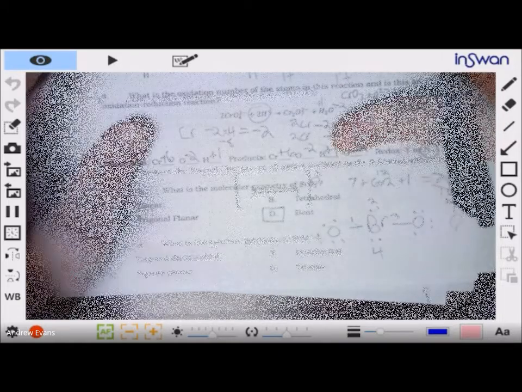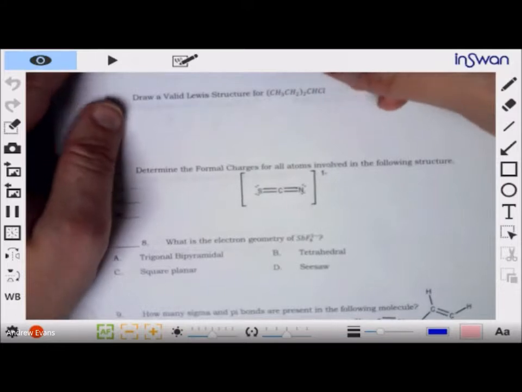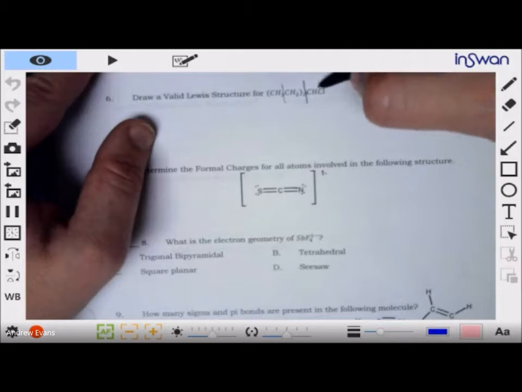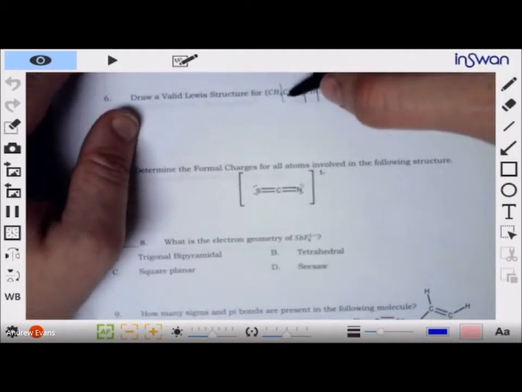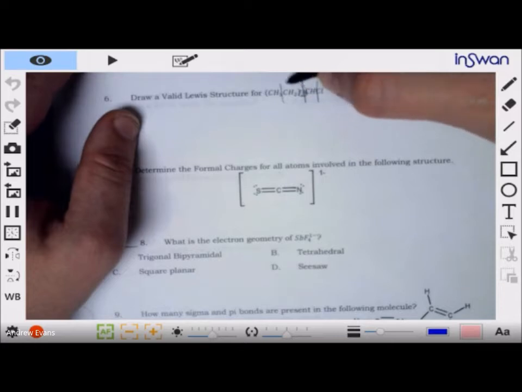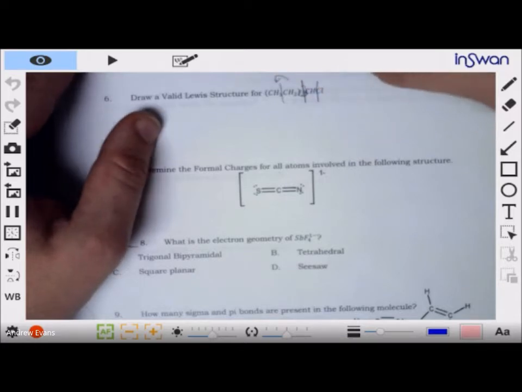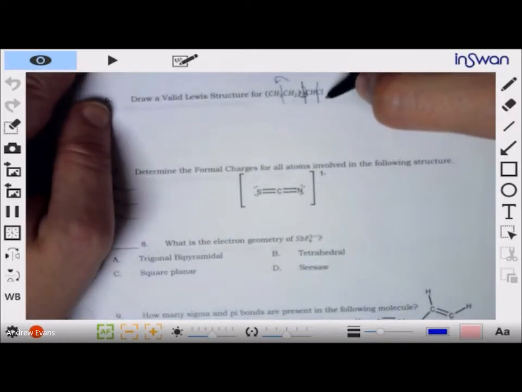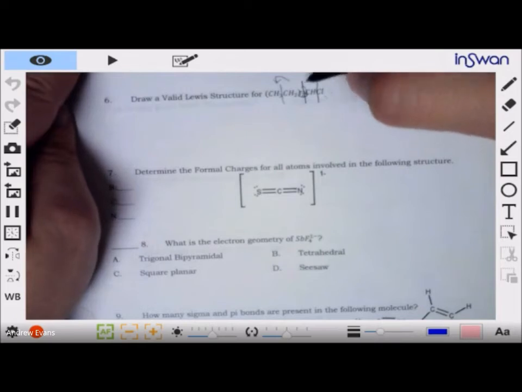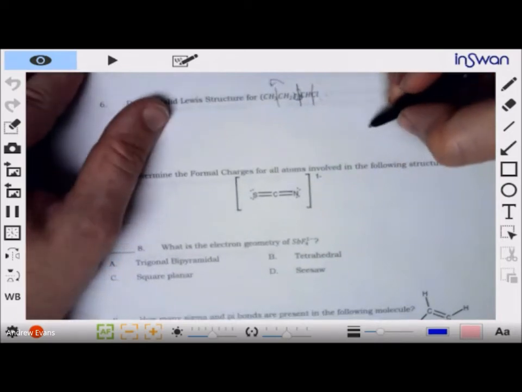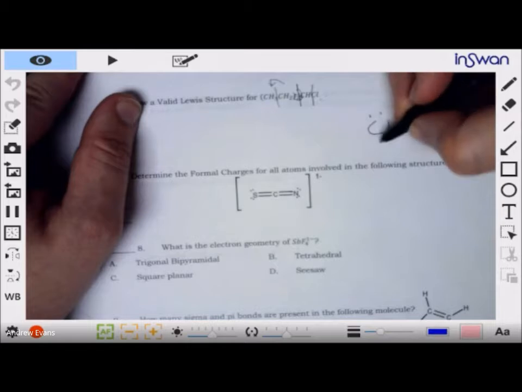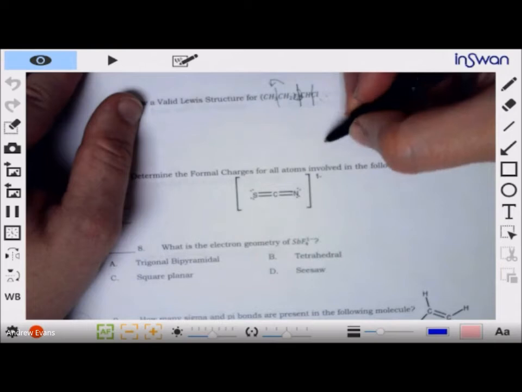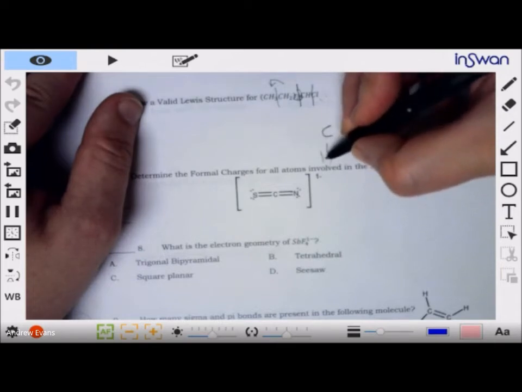Looking at the valid Lewis structure for this organic compound. Please note that this 2 goes to the whole thing in parentheses. Every carbon should have 4 bonds. Every halogen should have 1 bond, 3 lone pairs. So I'm going to actually start from the right again. It's actually going to be easier. So halogen, 3 lone pairs, 1 bond. Carbon should have 4 bonds.